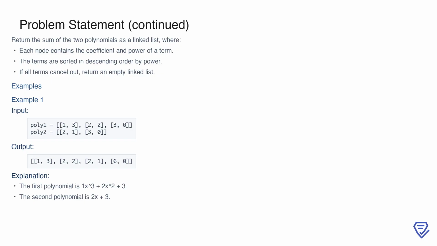To better understand this, let's consider an example. Suppose the first polynomial is represented as 1, 3, 2, 2, 3, 0, which stands for 1x cubed plus 2x squared plus 3. The second polynomial is 2, 1, 3, 0, or 2x plus 3. When we add these two polynomials, the result is 1x cubed plus 2x squared plus 2x plus 6, which is represented as the linked list 1, 3, 2, 2, 2, 1, 6, 0. This example shows how like terms are combined, and the result remains sorted by descending power.